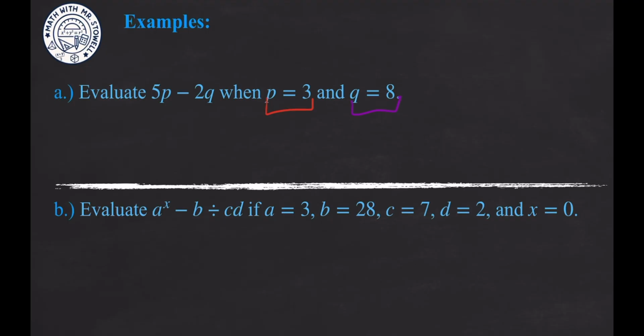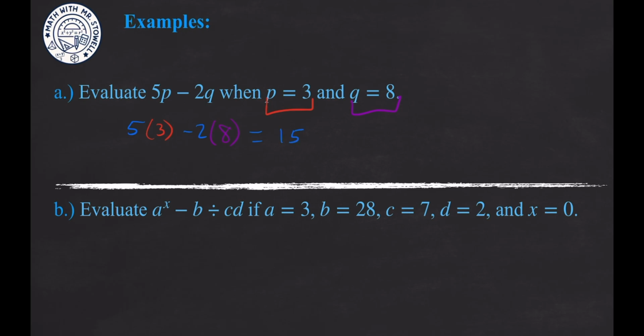What this means is we just have to substitute. We have to replace those values. So we're going to have 5 times 3, minus 2 times 8. So this is going to give us, we do our order of operations, start with our parentheses. There's nothing to do inside those parentheses. We have no exponents. Then we have to go to our multiplications, divisions.